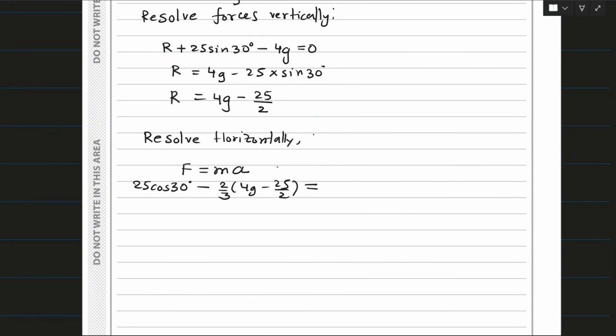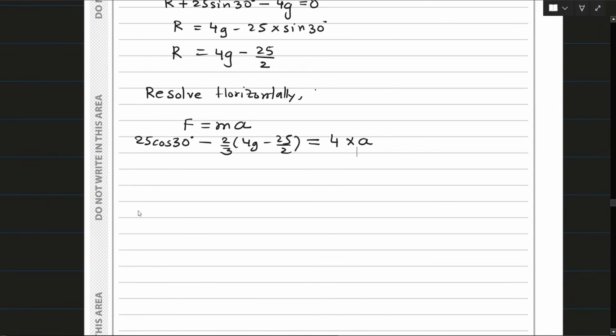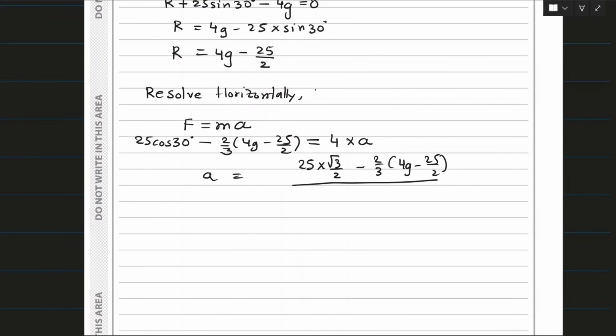This is equal to mass into acceleration. We know the mass is 4 kg and we have to find the acceleration. So the acceleration is equal to 25 into root 3 by 2. Cos 30 is equal to root 3 by 2, so we can replace it with this. And then we have 4g minus 25 by 2. This whole thing will be divided by 4.